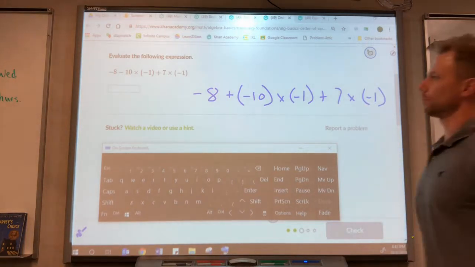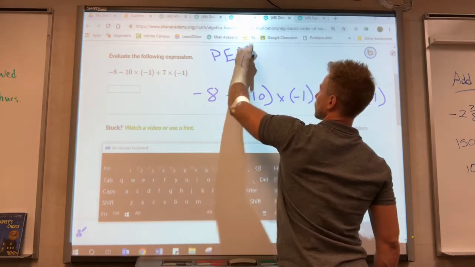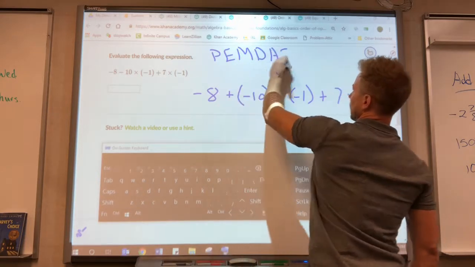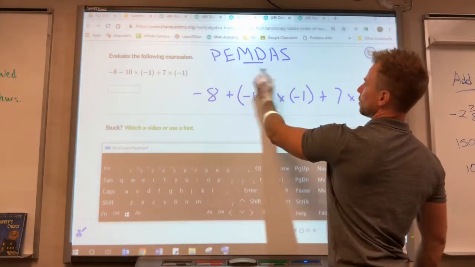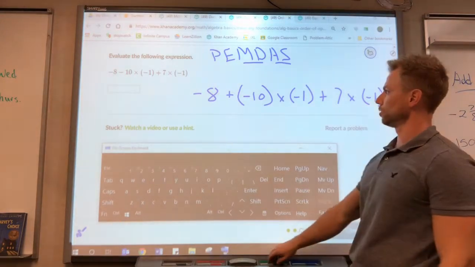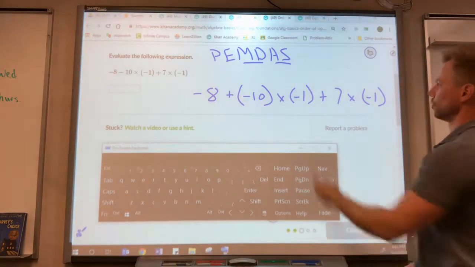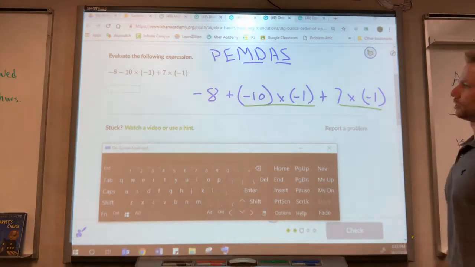Okay, order of operations. Do you remember PEMDAS? Please excuse my dear Aunt Sally. We must multiply and divide before we add and subtract. Okay? So we'll look for any multiplication or division. I see multiplication here. I see multiplication here.